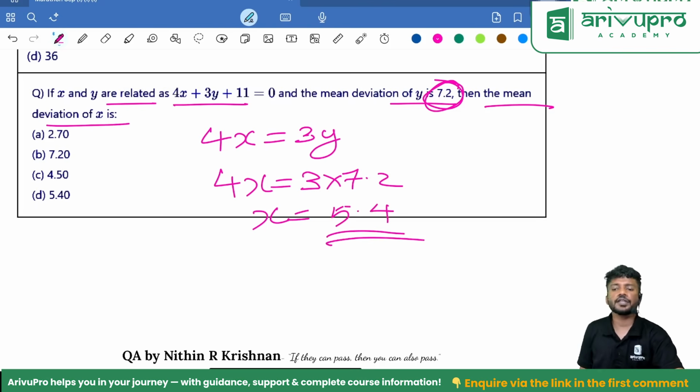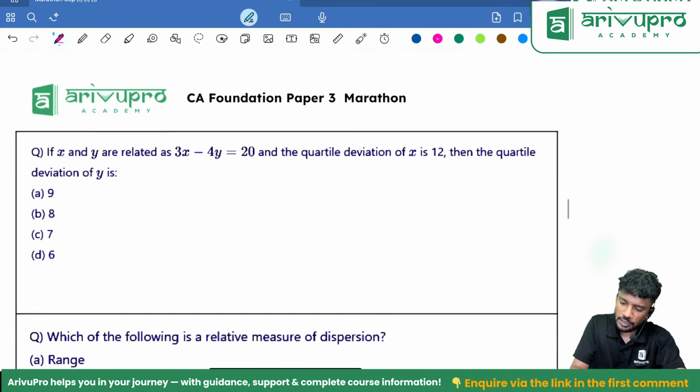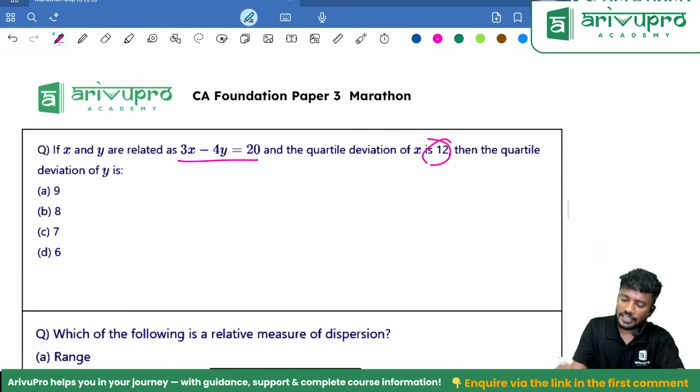5.4. Everyone got that? Now we are going to look at this. X and y are related as 3x minus 4y is equal to 20. Quartile deviation of x is 12. Then quartile deviation of y is how much?